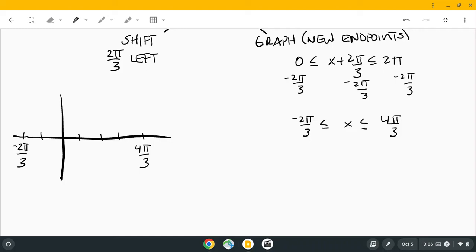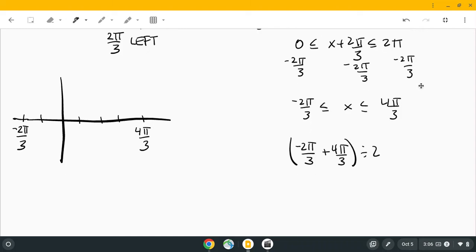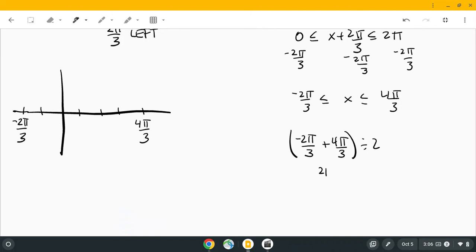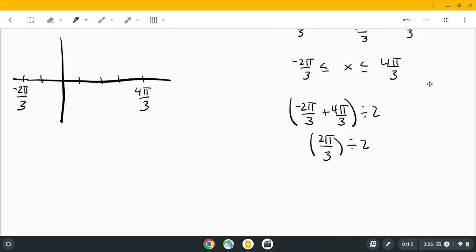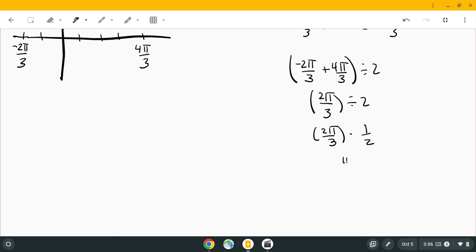Okay. And if you are trying to figure out the middle, again, you could always add your endpoints together to find the middle and divide by 2. Okay, so 4 minus 2, 2 pi over 3 divided by 2. So that's just like saying 2 pi over 3 times 1/2. And so we get pi over 3. So that would be right here, pi over 3.